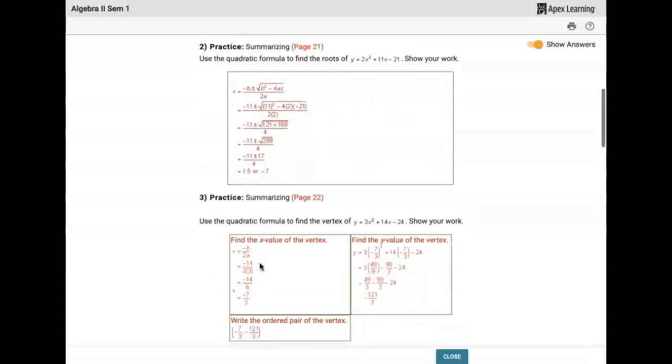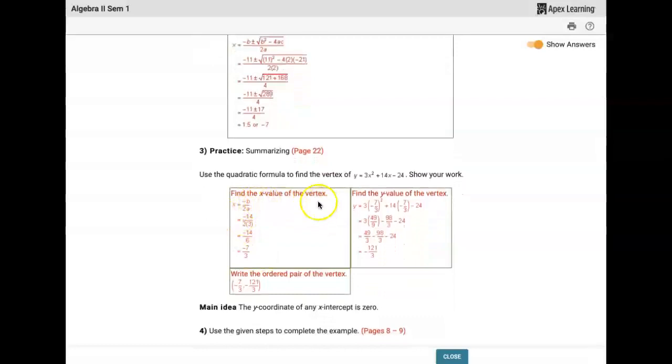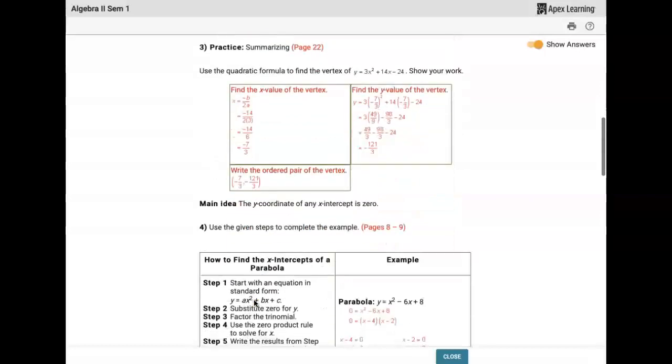For the next one, find the x value of the vertex, right? So we're just looking at the equation x equals negative b over 2a. Once we find the x value, we can then plug back in and solve for the y coordinate of our vertex. So then our ordered pair is obviously the x coordinate, then our y coordinate.